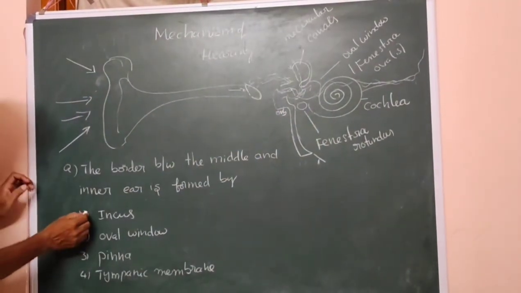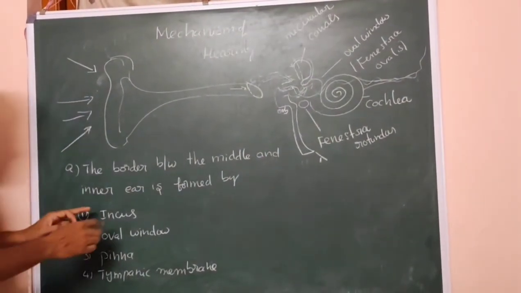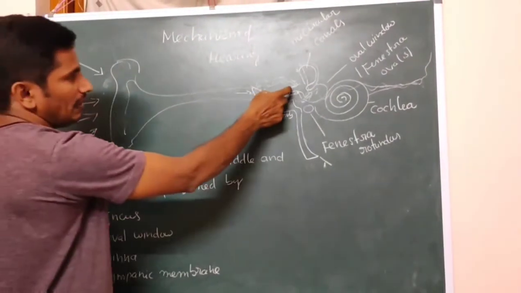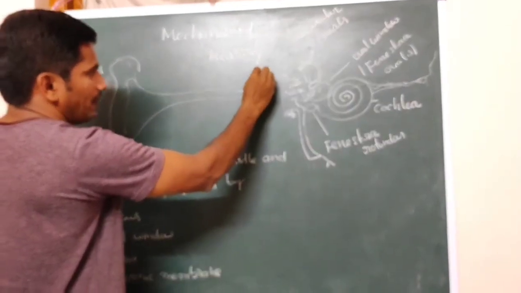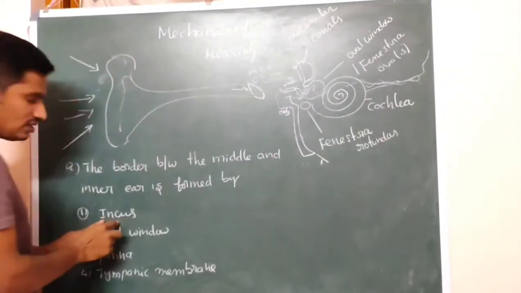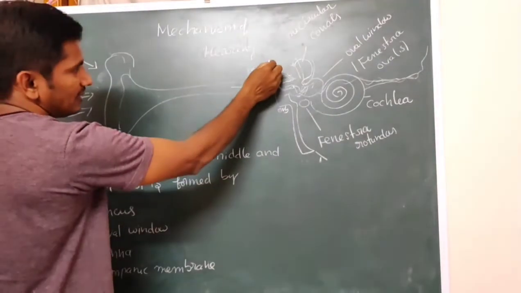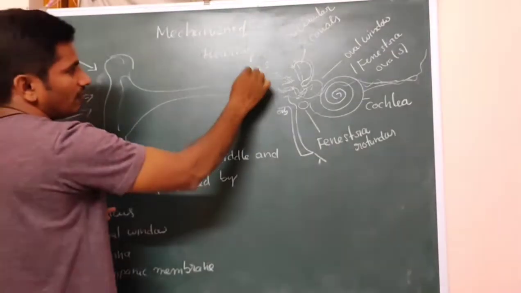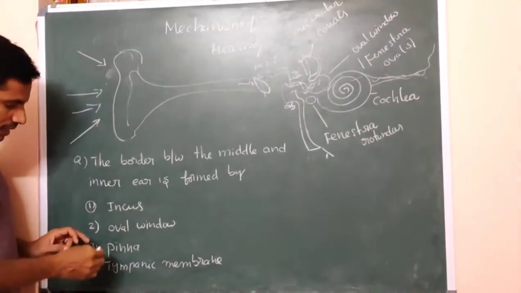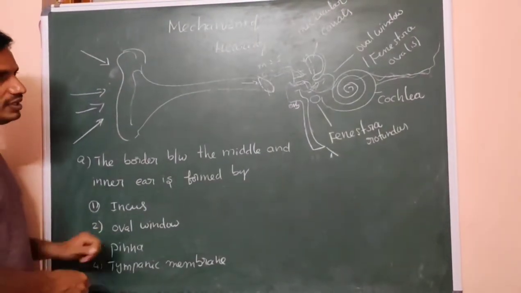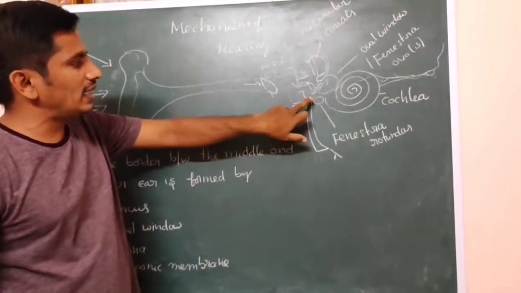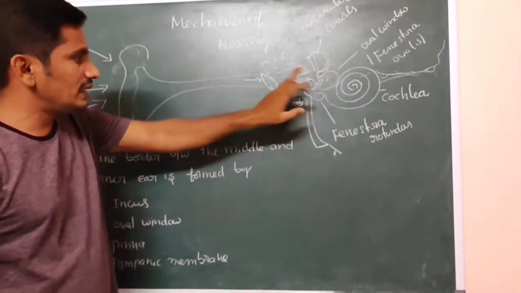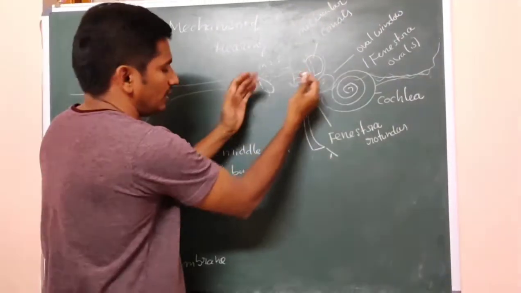Incus is a small bone present in the middle ear, along with the stapes. That's why this should not be the answer, because it is completely in the middle ear only. Next one, oval window. Here the oval window and the round window are there, the fenestra rotunda and fenestra ovalis. This has a chance because it is a border.